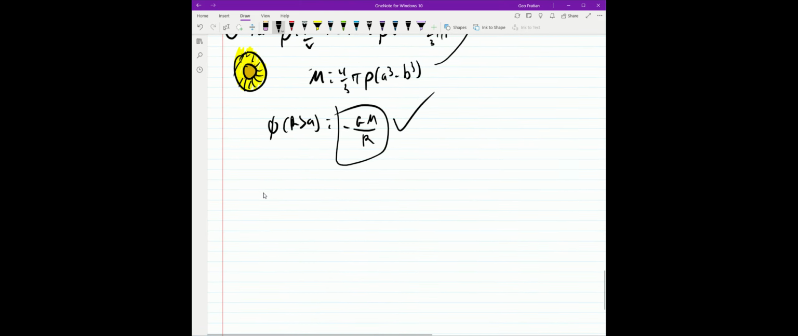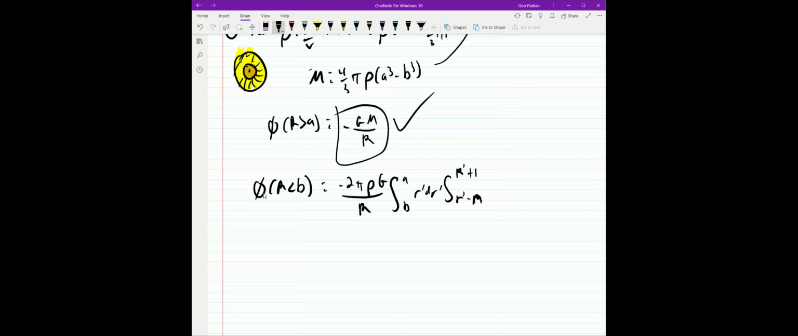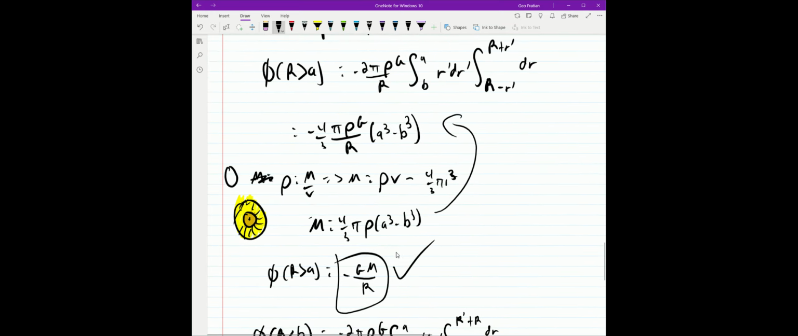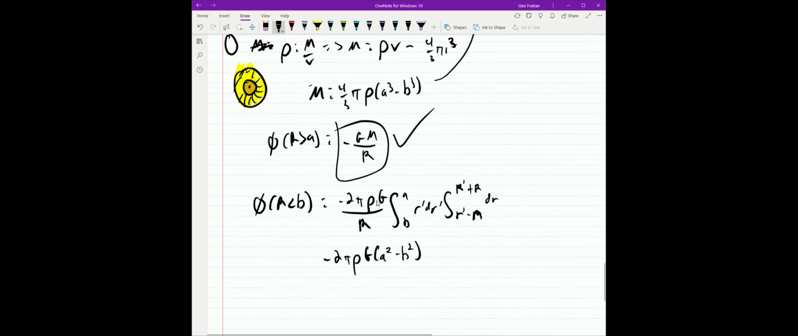Now, what if we care about the inside, right here, when R is less than b? Let's redo our integral, negative 2 pi rho G. The integral is the same, it's just that we're integrating with different limits. The r integral of b to a of r prime dr prime, and again dr from R minus r prime to R plus r prime. We integrate that and we get negative 2 pi rho G times a squared minus b squared, which, if we compare the two, is clearly different.